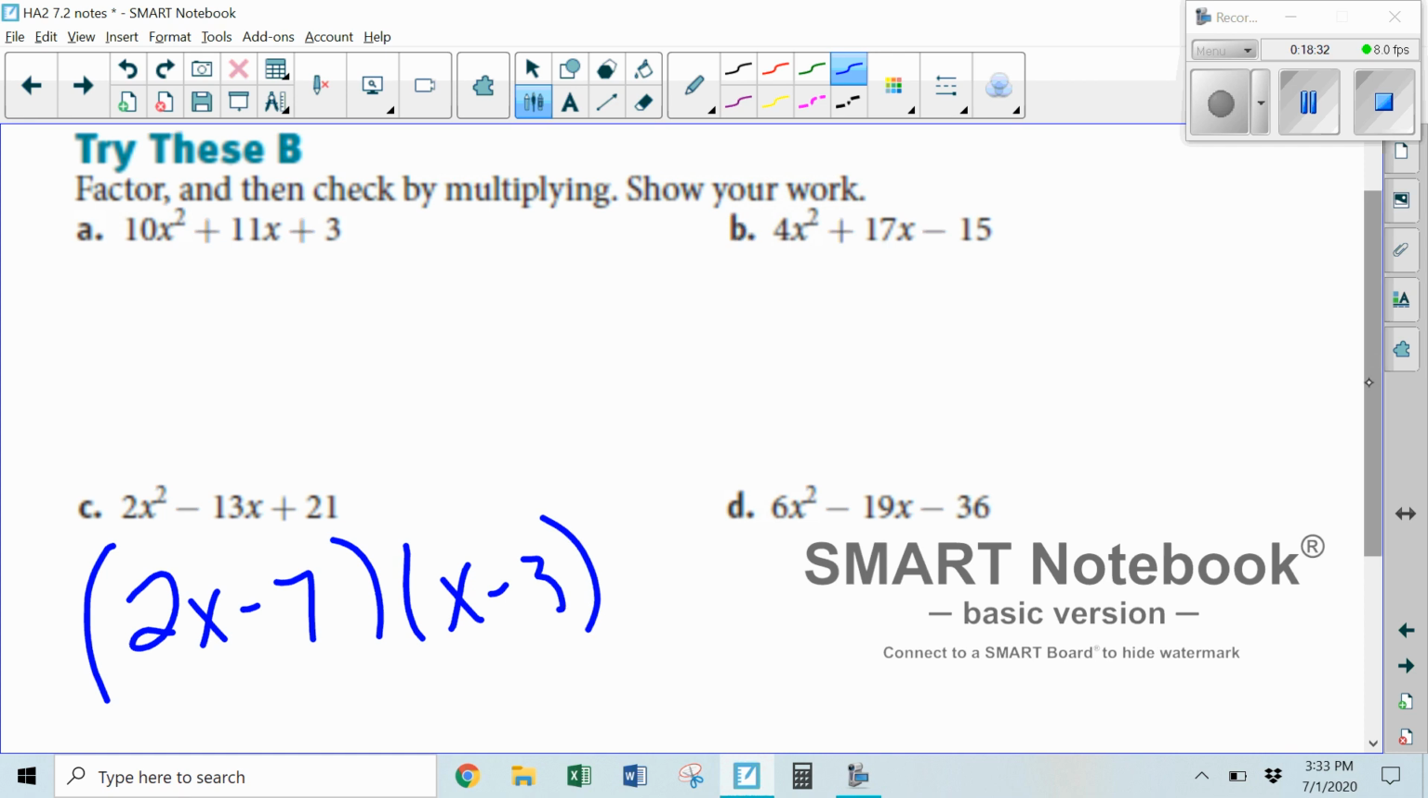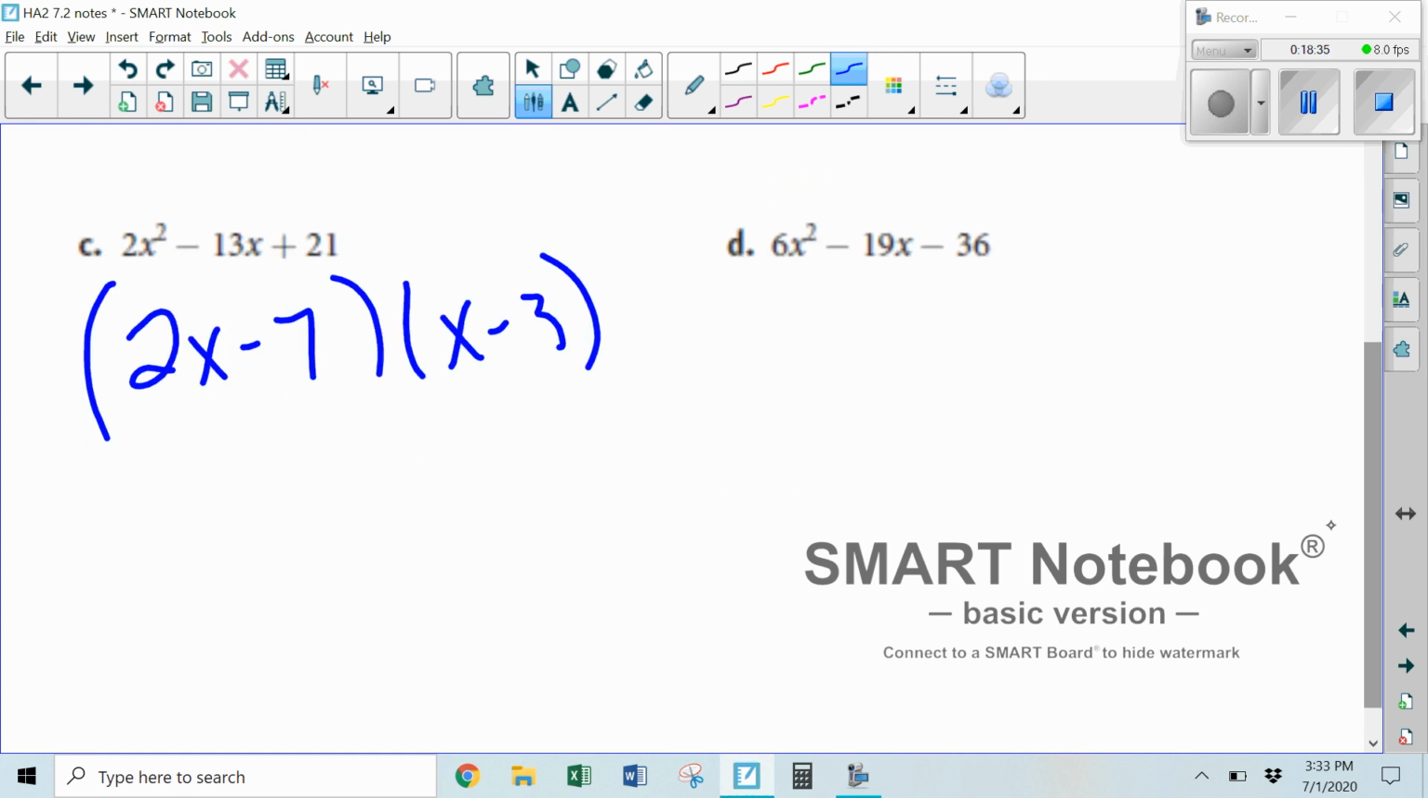Give yourself some time to try D. Answer is 2x minus 9, 3x plus 4. Okay, so we're done with 7-2.